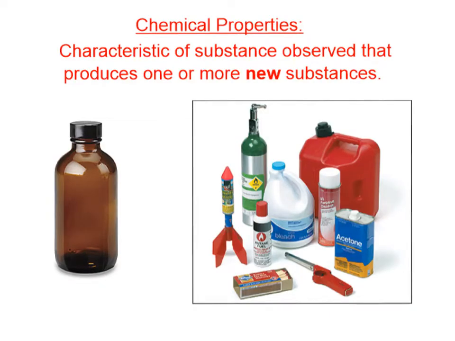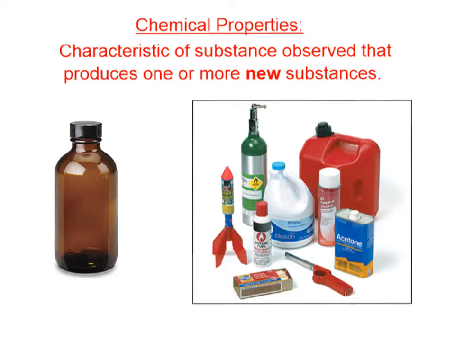Now that we've looked at some physical properties and physical changes, let's talk about chemical properties and chemical changes. What's a chemical property? It's a characteristic of a substance that we're observing, and it produces one or more new substances. So flammability would be one. Obviously, here are some different substances that are flammable. That's a chemical property. There's some medicines or some different chemicals that when they're exposed to light, the light actually alters them and changes them into new substances, so they are kept in dark bottles.